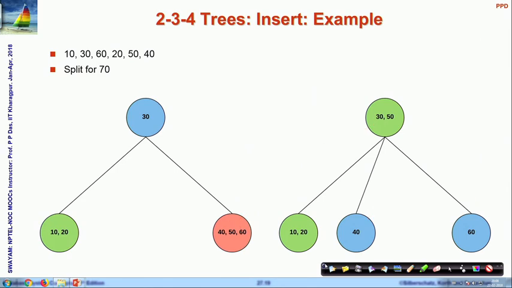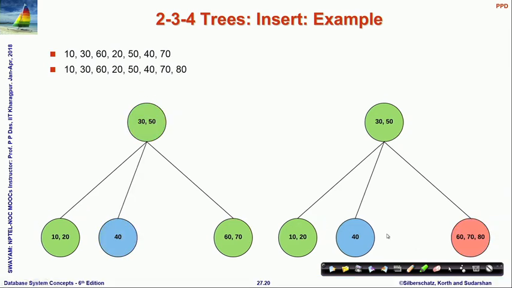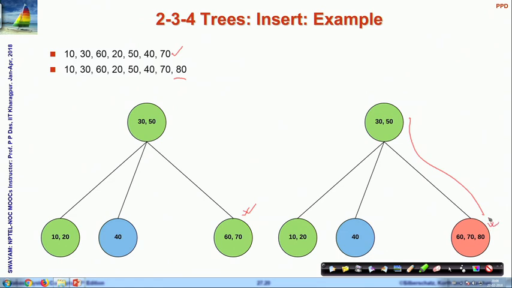So, it is the same information represented, but now in this new 2, 3, 4 tree you do not have any 4 node. So, you can now go ahead and insert 70. 70 gets inserted here, the 2 node becomes a 3 node, and this is done. Then you insert 80. 80 gets inserted here, it is greater than, so it comes here, and this becomes a 4 node.